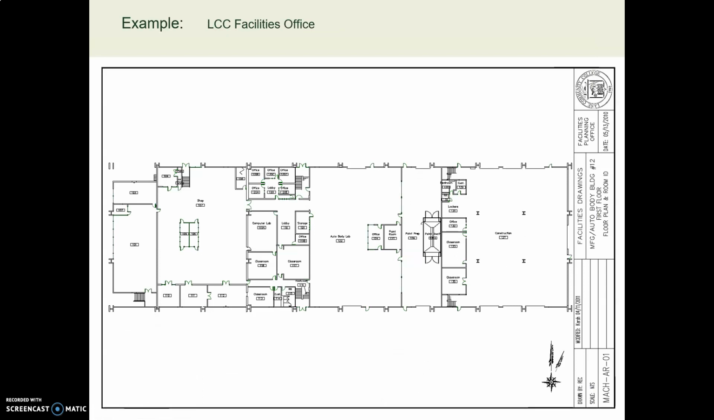Finally, here's the title block used by the facilities office at LCC. So again, kind of follow the standard and kind of don't. And this one was created many years ago, so it's kind of an old-timey title block. In the next lecture, we'll go look at how we do the sheet numbering.